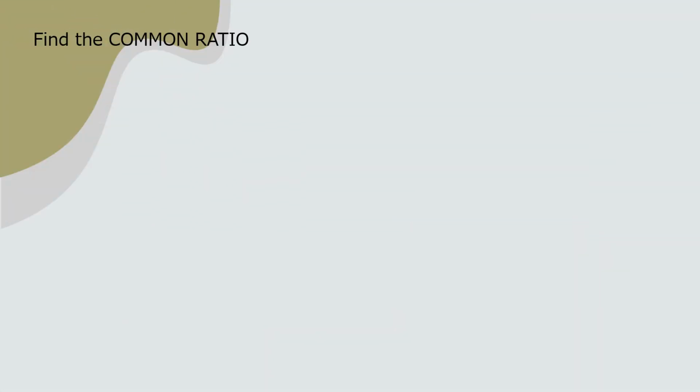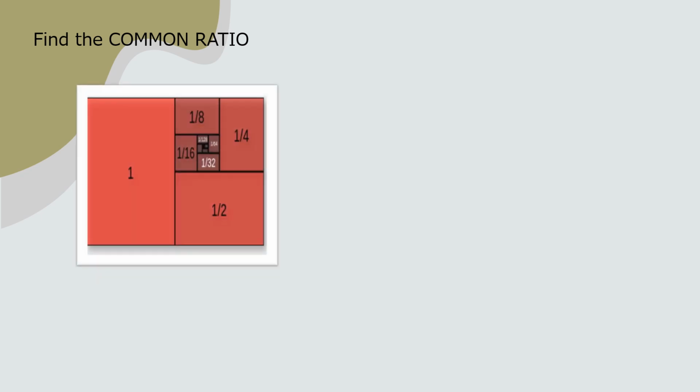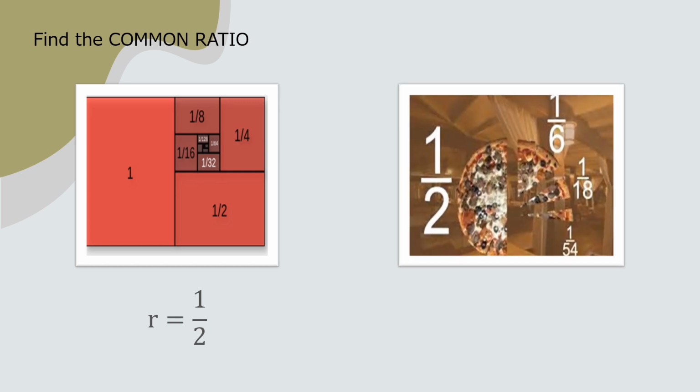Now, let's proceed to these visual examples. For the first picture, we can imply that the common ratio is 1/2, since to get the next square, we just need to take a half of the first square. So r is equal to 1/2. The second image shows that the first slice is 1/2 and the second slice is 1/6. With this, we'll divide 1/6 by 1/2 to get our ratio of 1/3. So r is equal to 1/3.